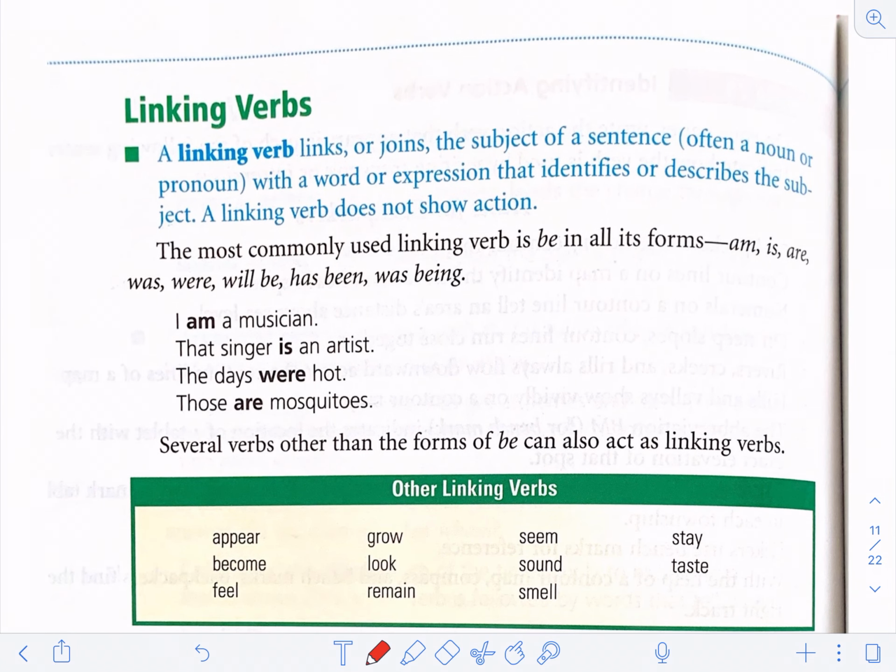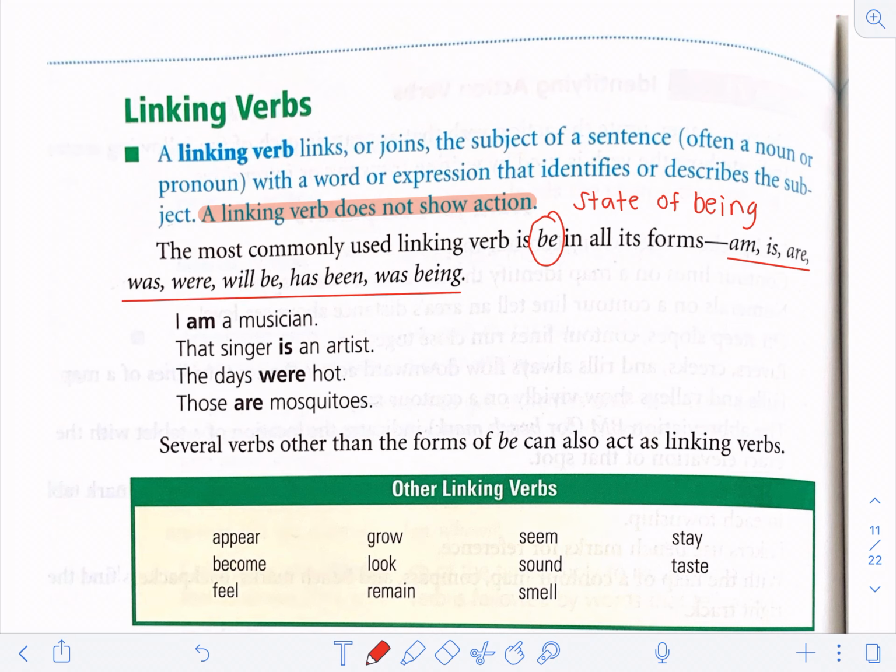Now we're coming to a specific type of verb, which is a linking verb. And the biggest important thing to remember is linking verbs do not show action. They typically show a state of being. Okay, they join the subject of a sentence with another verb, or with itself, but it normally has to do with a state of being. Notice that it's the verb to be in all of its forms. You're going to want to memorize these.